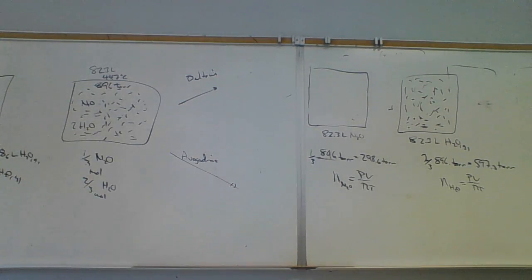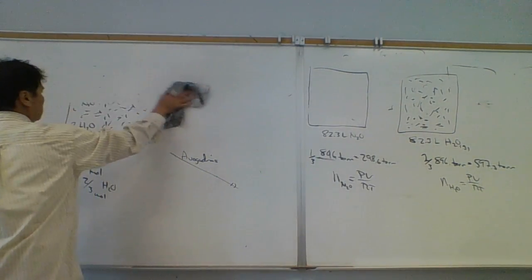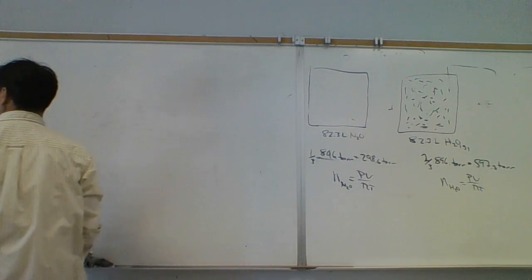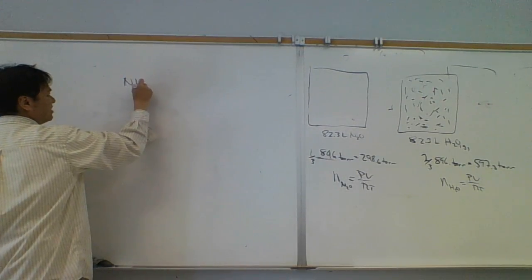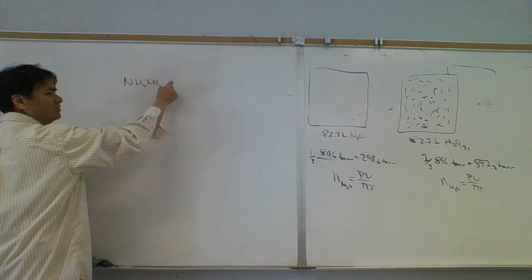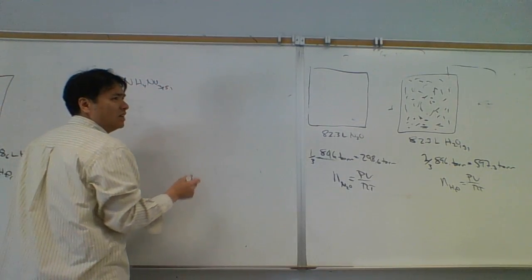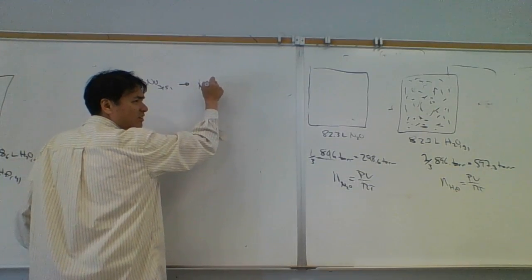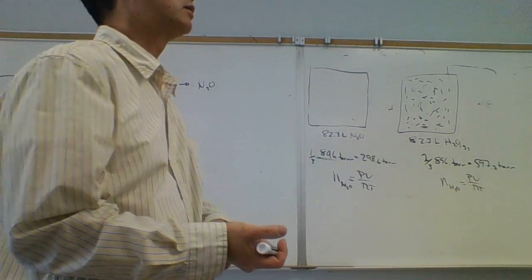So let's go on here. They told us the total volume of gas produced, and they want to know how many grams of ammonium nitrate exploded. And so we have a choice in this particular problem. We take our solid ammonium nitrate, and this is going to form nitrous oxide and 2 waters.